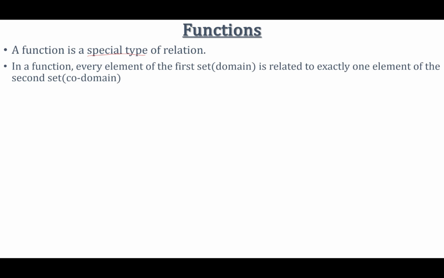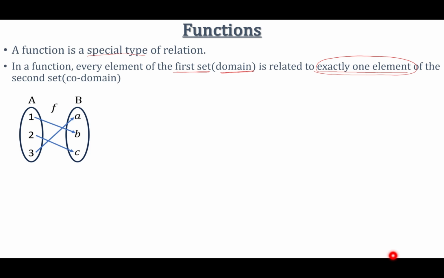Functions. What is a function? A function is a special type of relation. In depth, in a function, every element of the first set, the domain, is related to exactly one element of the second set. Every element of the domain must be related with one element of the codomain. That's all. This is the function.